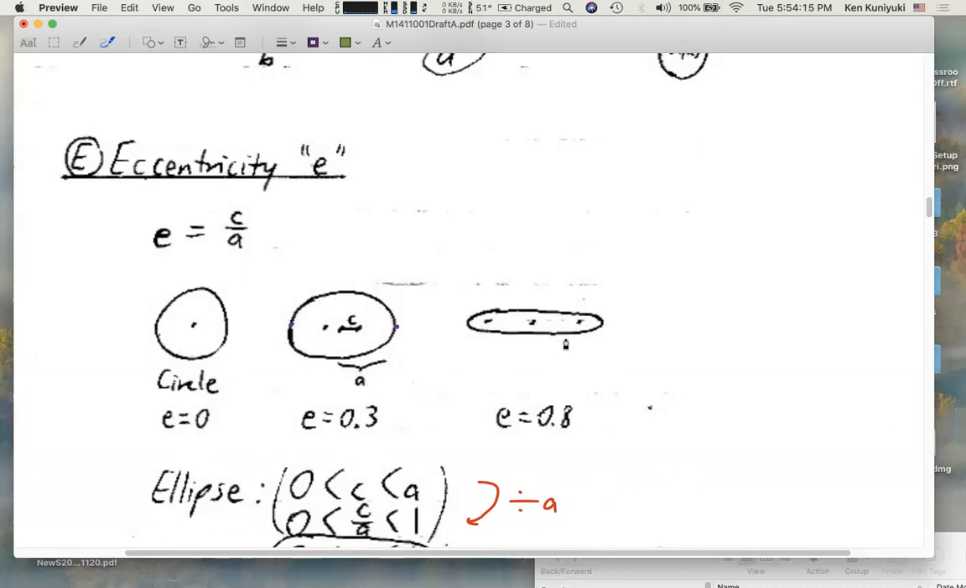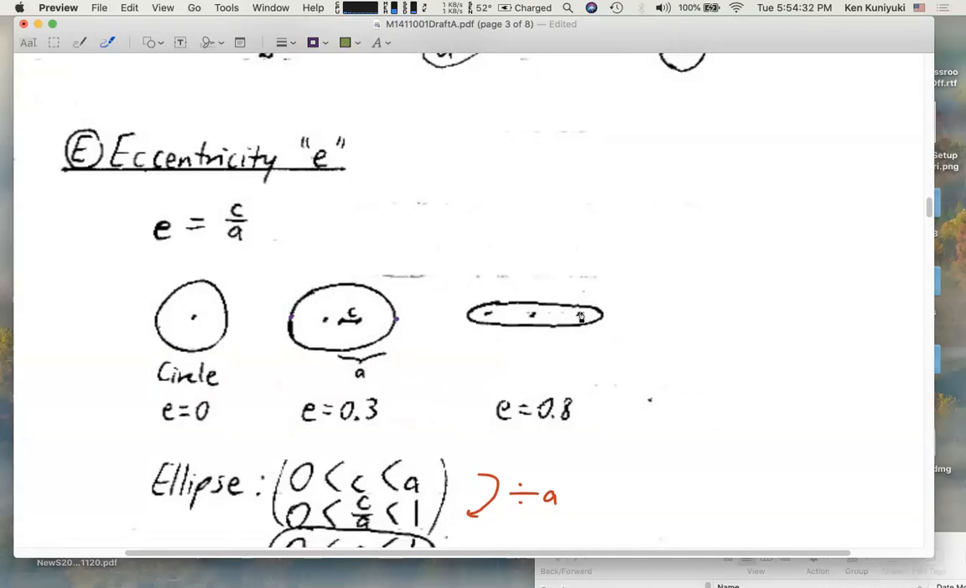If e is 0.8, we have substantial elongation. Okay, c is 80% of a. The distance from the center to each focus is 80% of the distance from the center to each vertex, which indicates strong elongation. Now we have comets that have very eccentric orbits where e might be 0.999 something. The sun, by the way, would be at one of the foci. That's one of Kepler's laws.